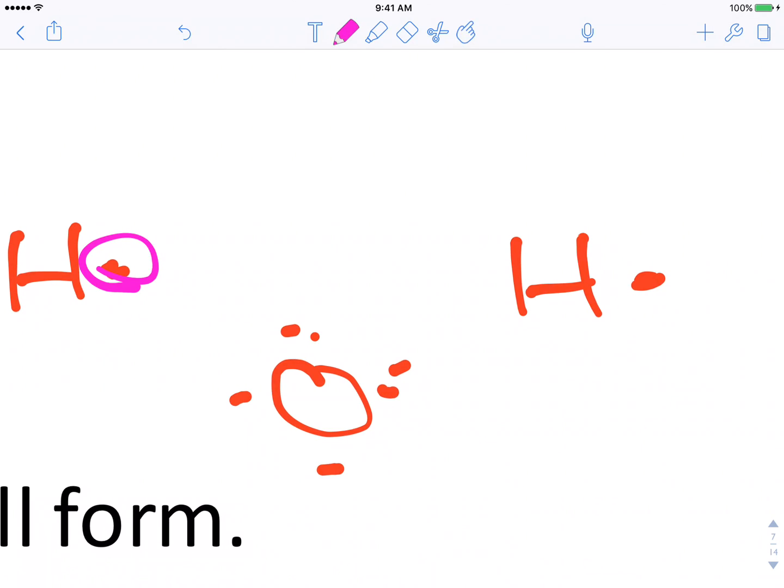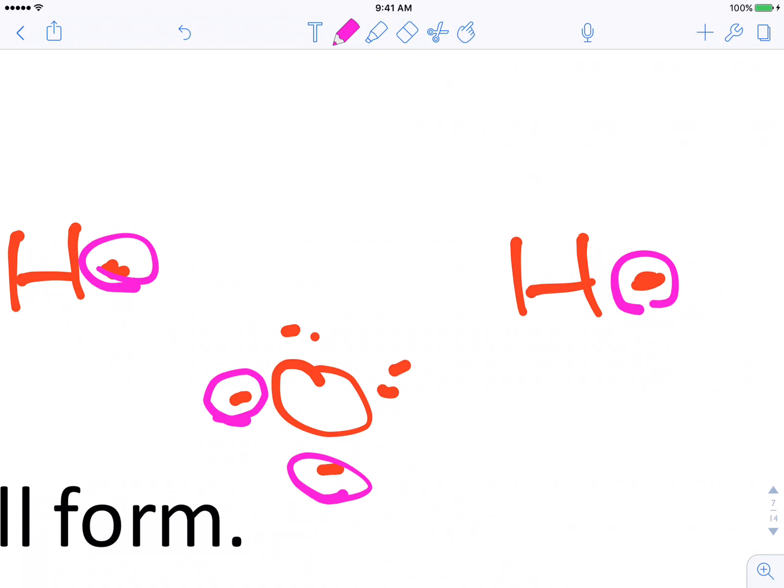One, two, 3, and 4. Well, the deal is that these guys want to pair up together. And what we're going to do is try to create a total number of 8 shared electrons around our central atom. Our central atom is going to be oxygen. So this rule where we try to get 8 around the central atom is called the octet rule.